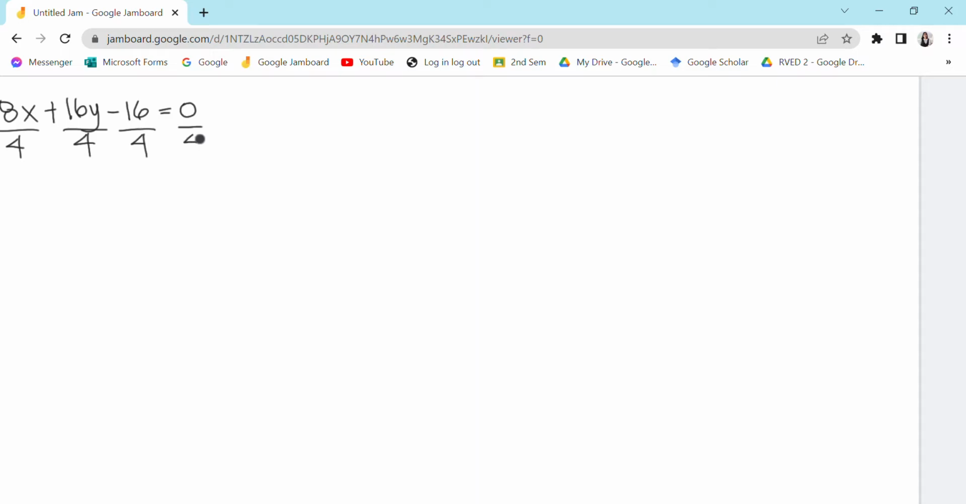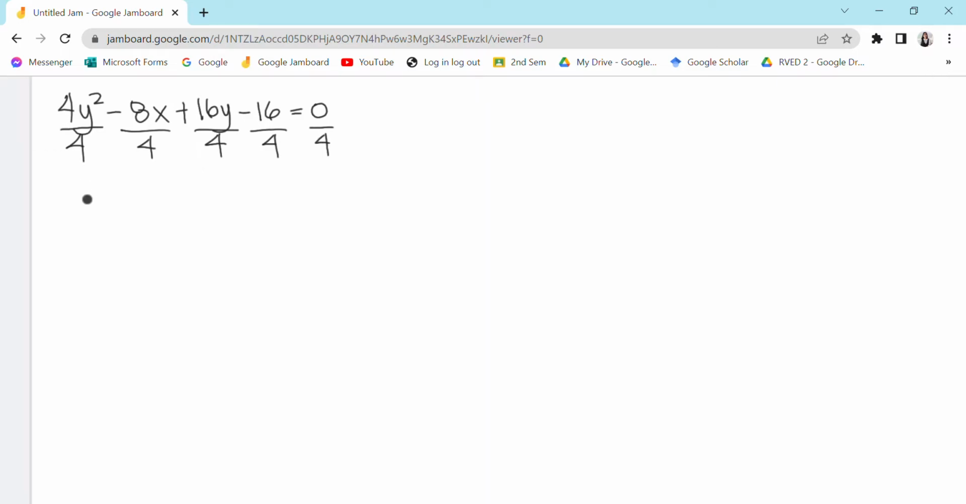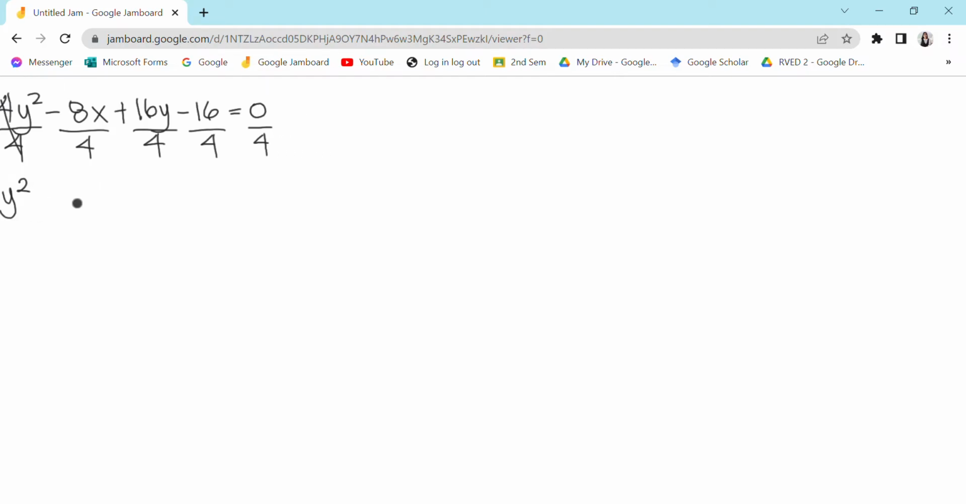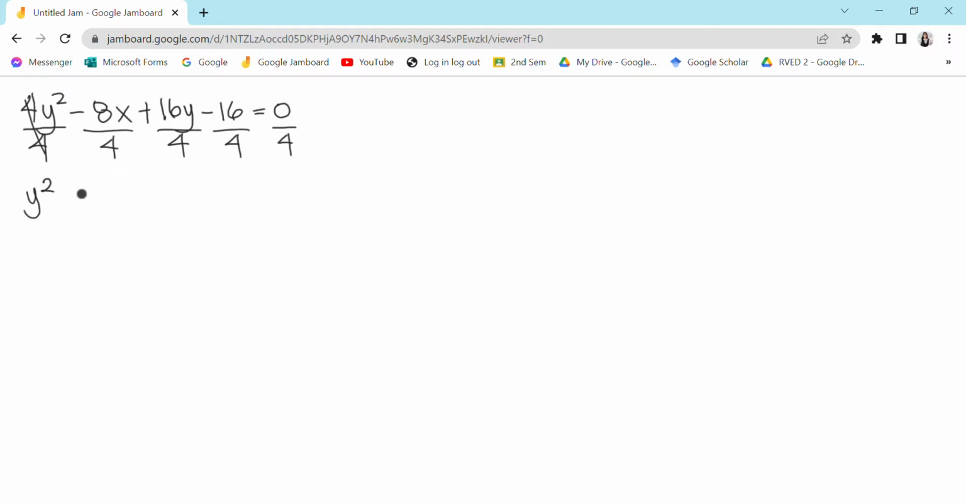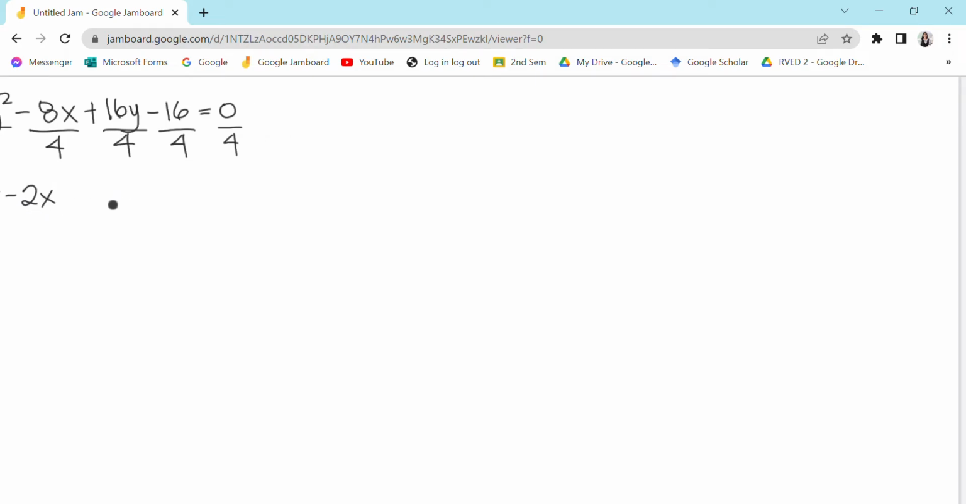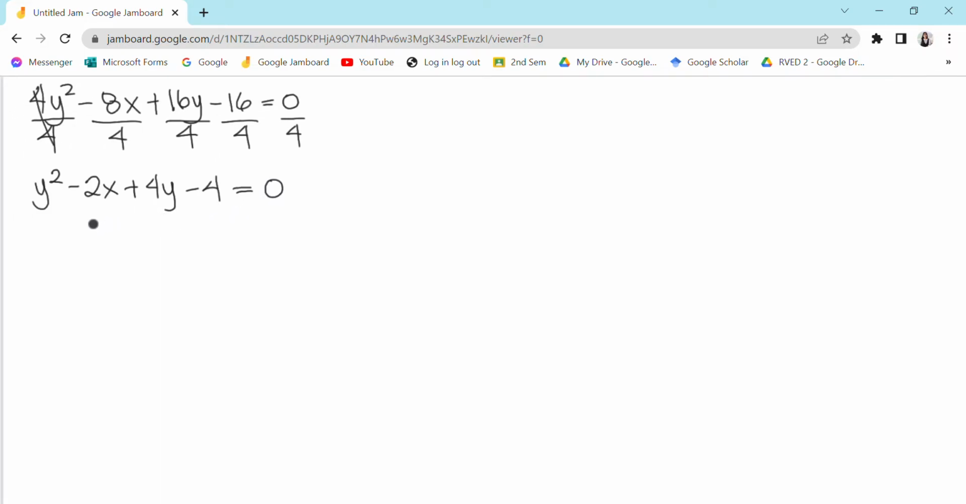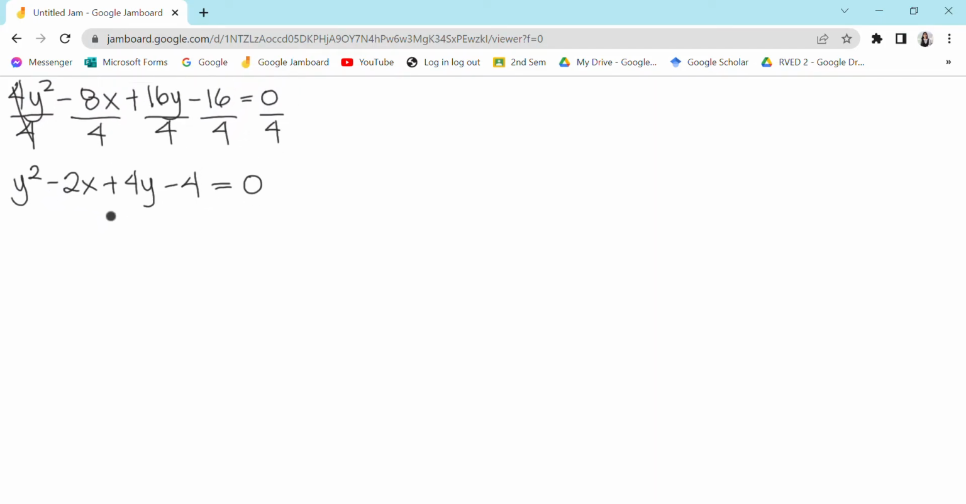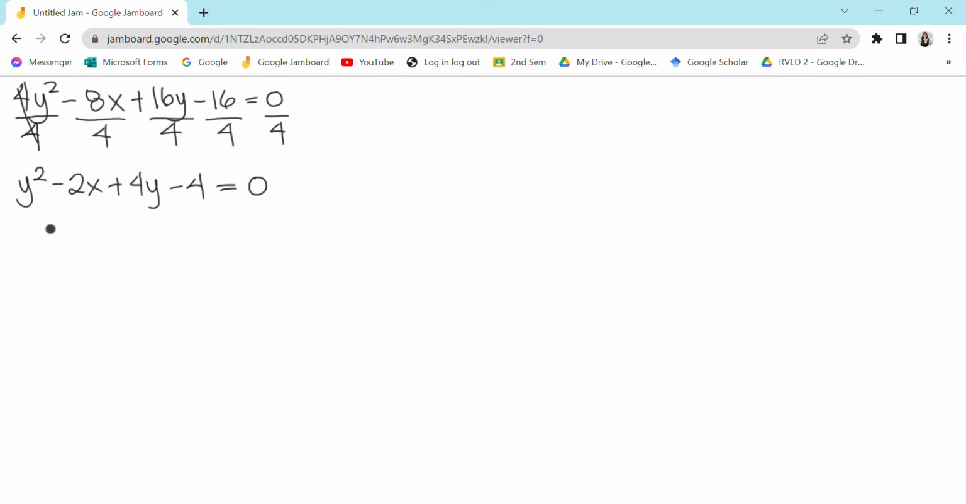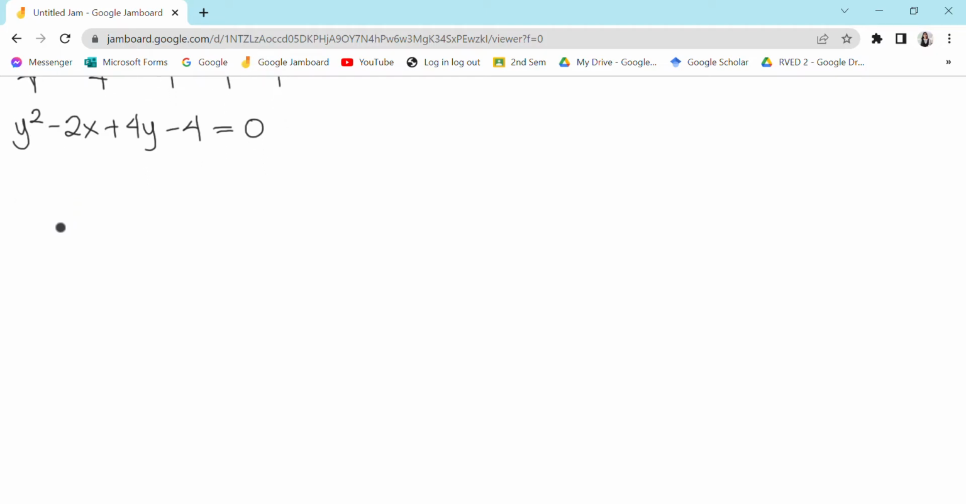So dividing all the terms by 4, that will be equal to y squared. Cancel here. And then negative 8x divided by 4 is negative 2x. Positive 16y divided by 4 is positive 4y. And negative 16 divided by 4 is negative 4 equals 0 divided by 4 is 0. So, we'll be given this equation. And now, we can start the usual process in rewriting equations.